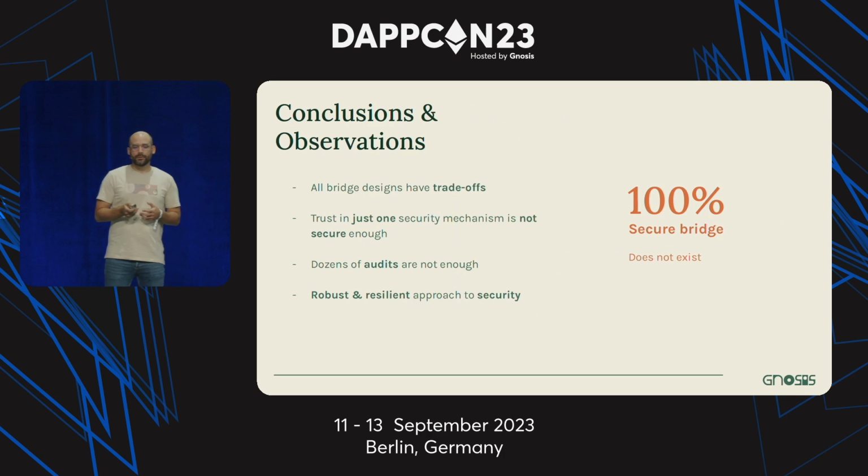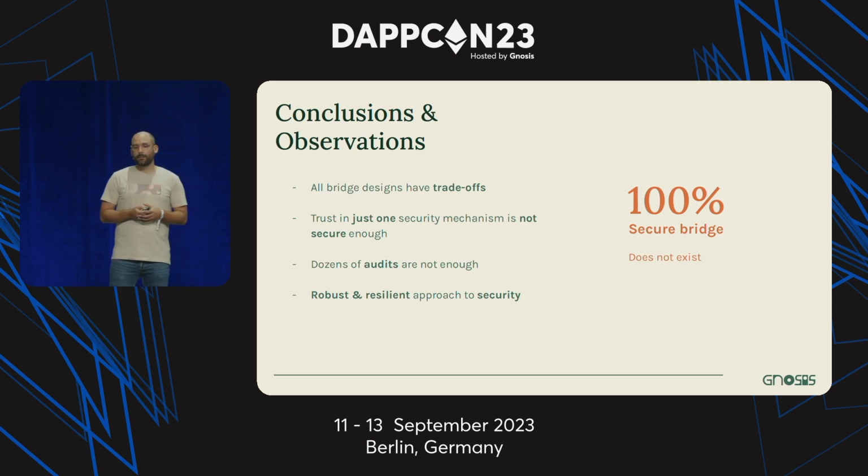Some conclusions and observations from what we discussed so far. All bridge designs have trade-offs. There's no good design and bad design or good bridge and bad bridge. Actually, there are bad designs, yeah, but there's always a trade-off. So every design tries to optimize for something: for security, for speed, for cost.